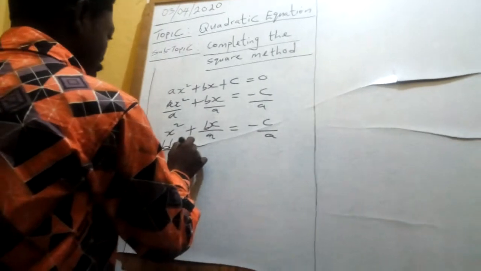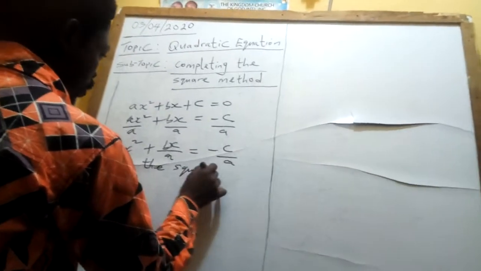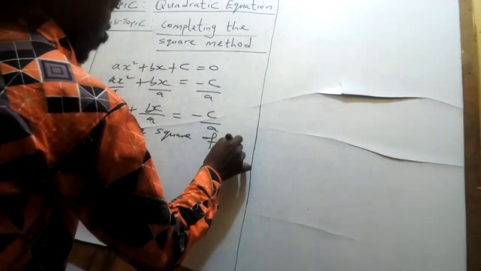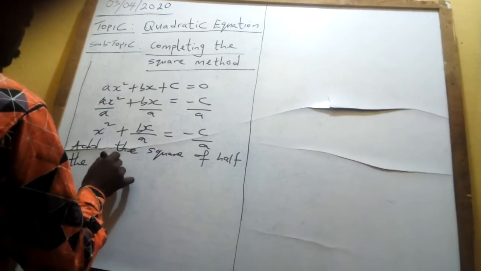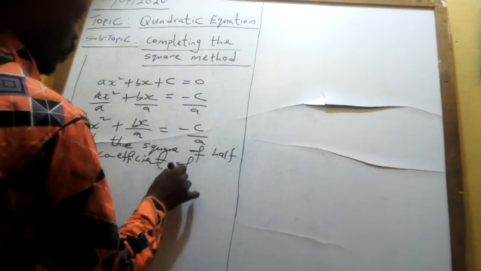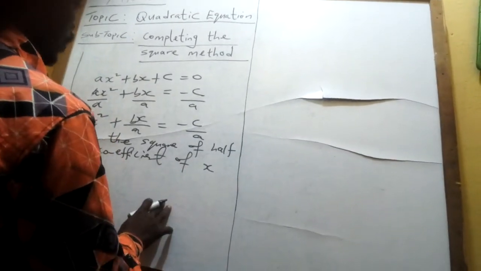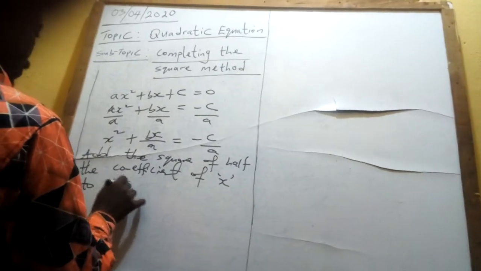Add the square of half the coefficient of x to both sides.